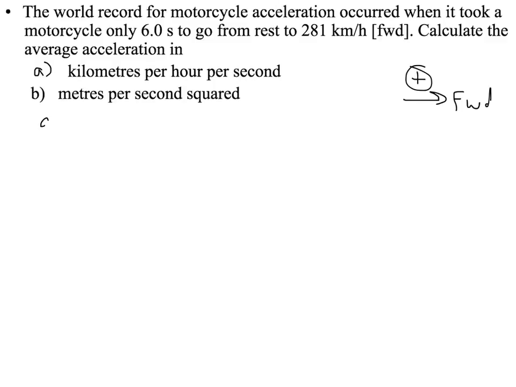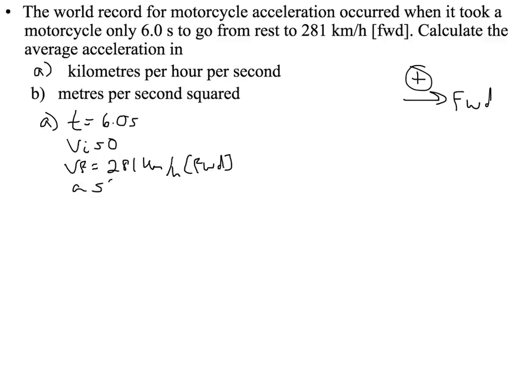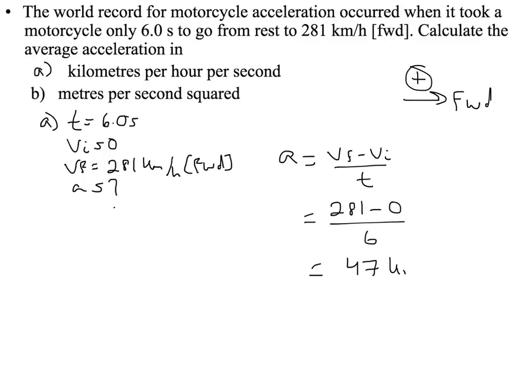Second thing we always do is we always write down what we are given. We are told the time is 6 seconds. We're told VI is 0. We're told VF is 281 kilometers per hour forward. And we're looking for acceleration. Now we know our equation. Acceleration is going to equal VF minus VI over T. We plug our numbers in. We get a VF of 281 minus 0 divided by 6. And our acceleration is 47 kilometers per hour per second. And this needs a direction since this is a vector quantity, so we would say in the forward direction.